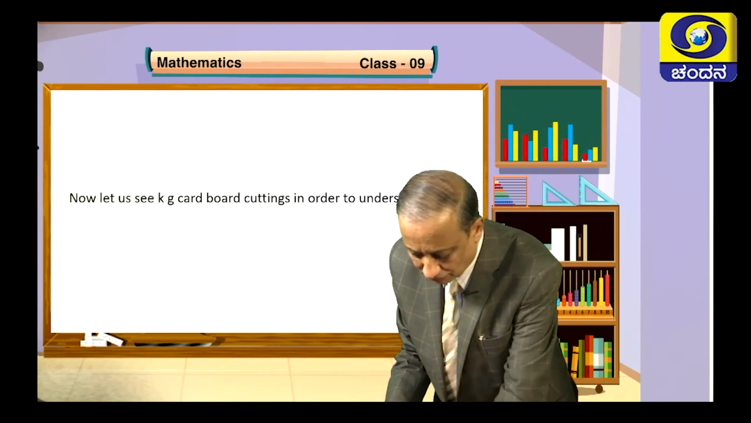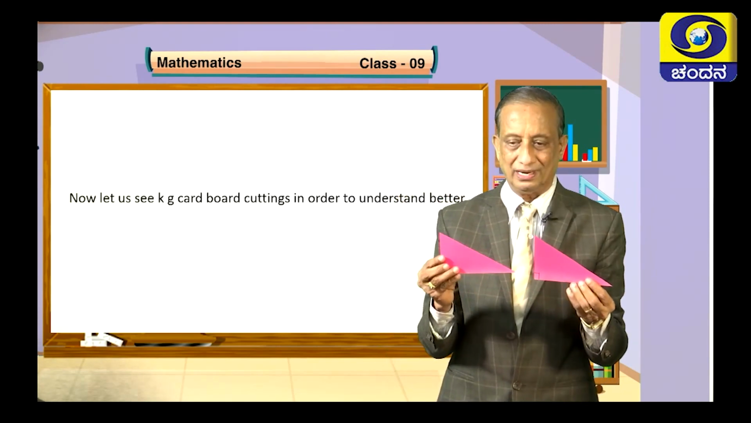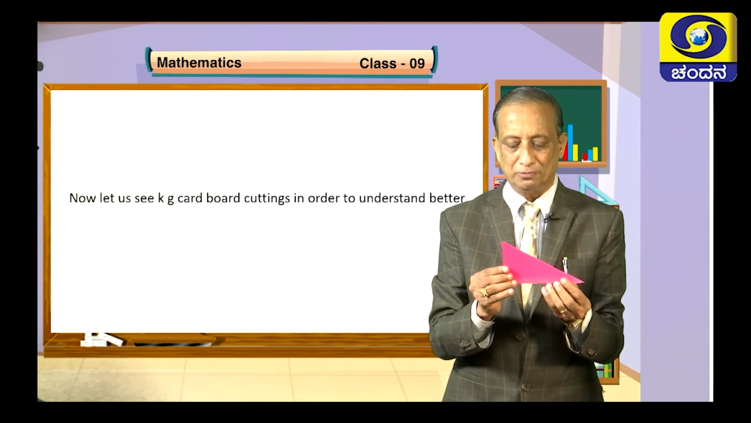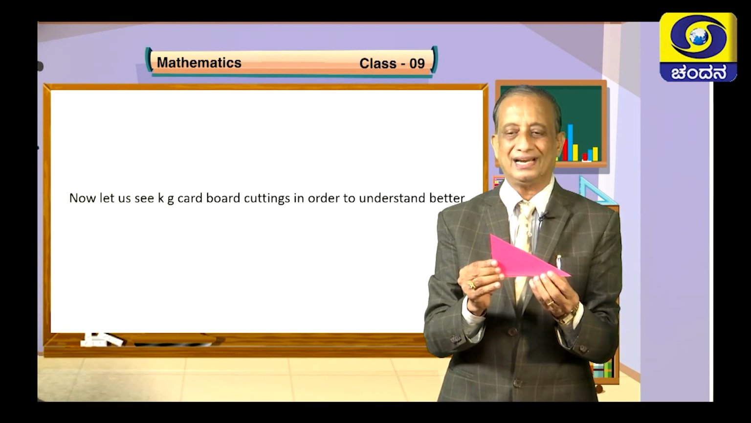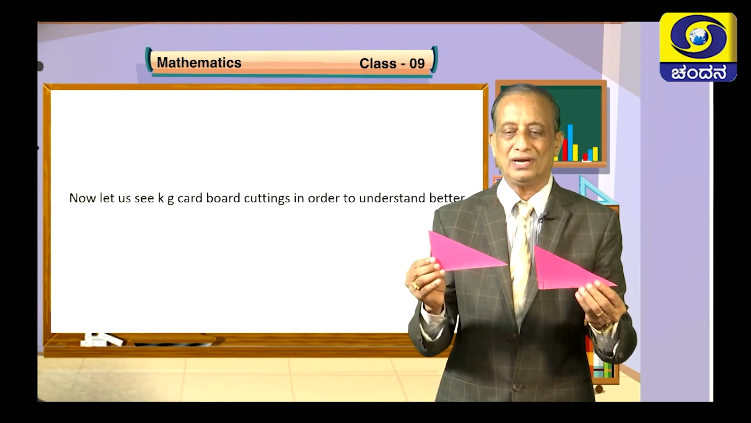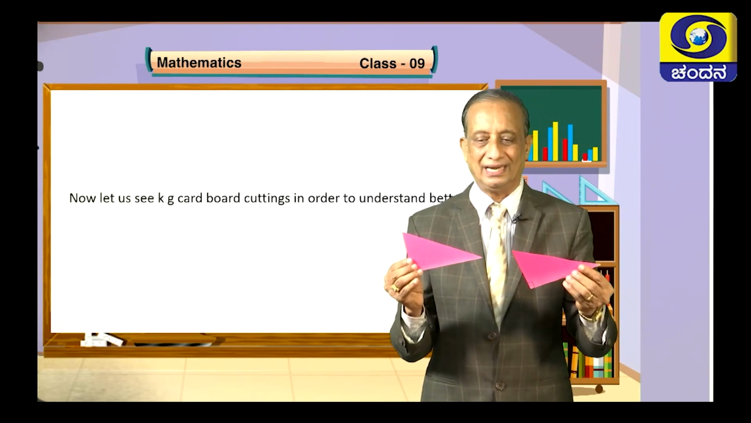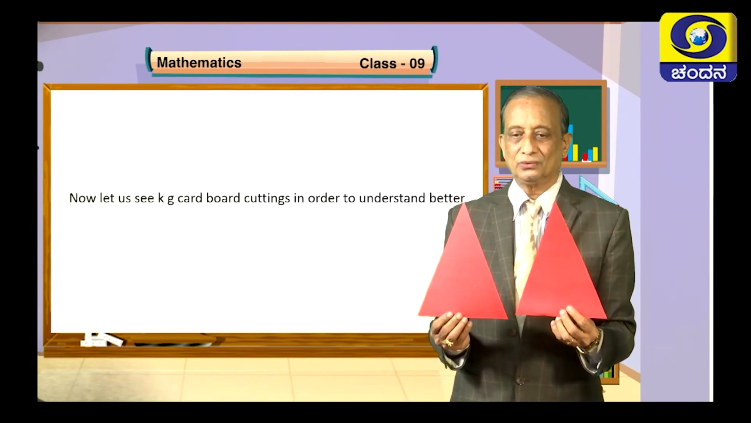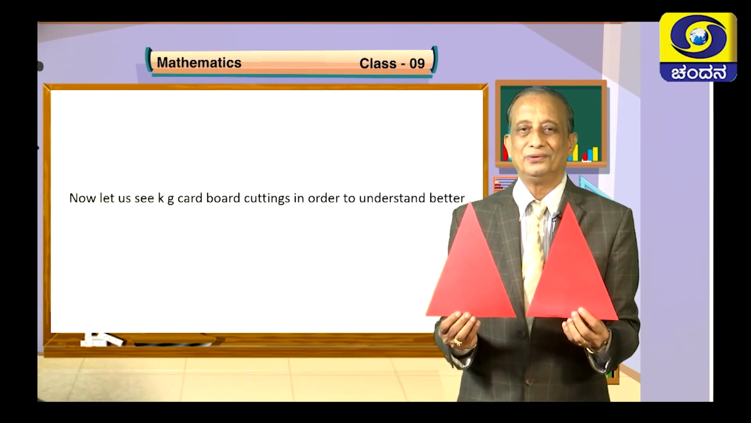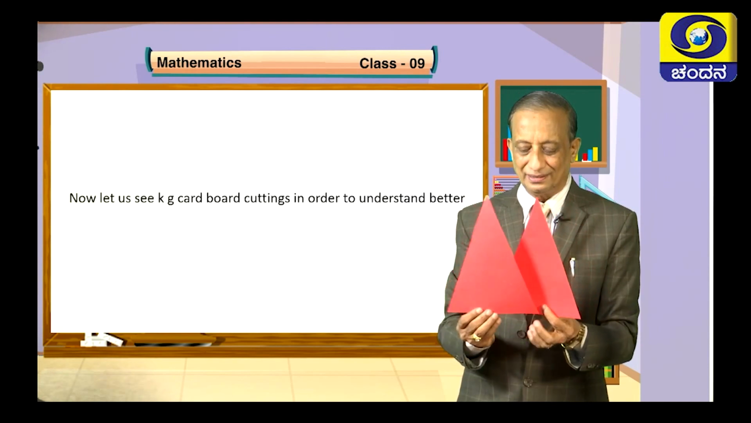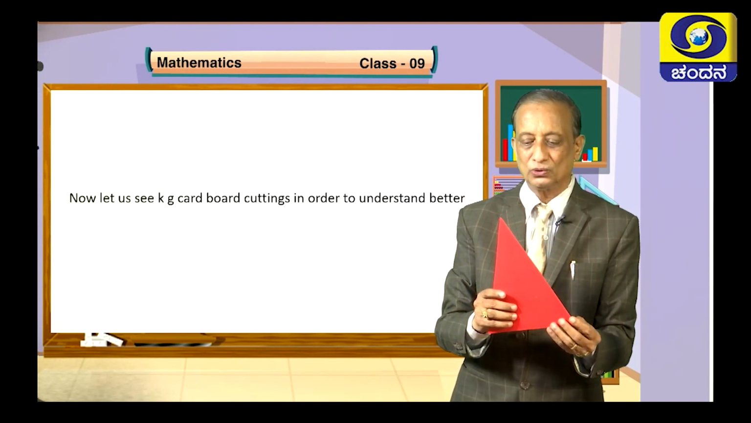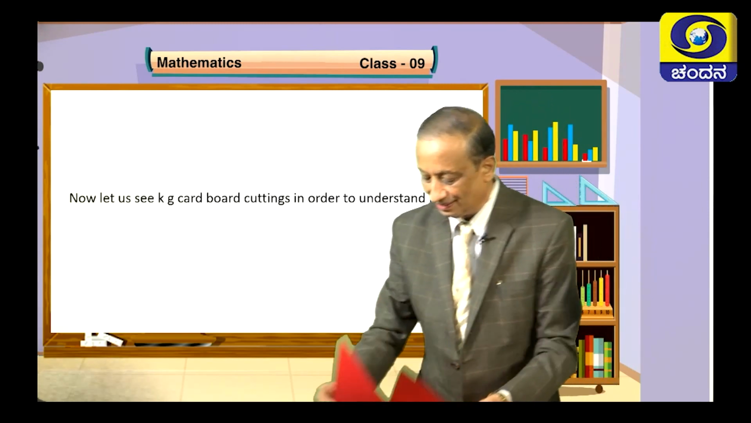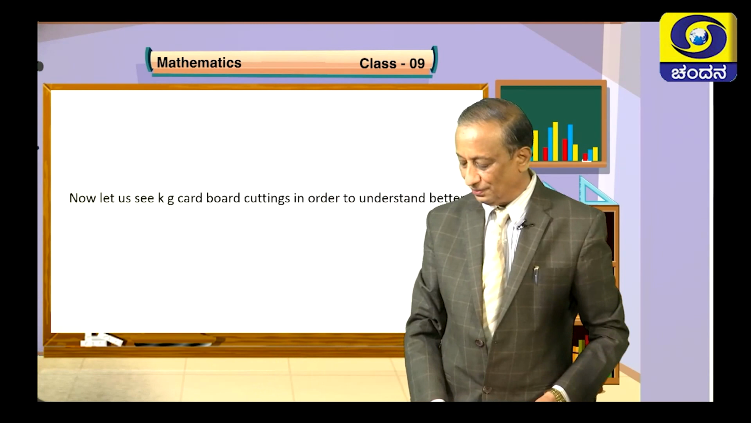Now look at these two right triangles. These two right triangles are again congruent, because if you superimpose like this, they are going to fit in exactly. Therefore, they have the same shape and the same area, so these two are congruent to each other. These two are isosceles triangles which are congruent to each other, because when superimposed, they fit in exactly. So this is the meaning of congruent triangles.